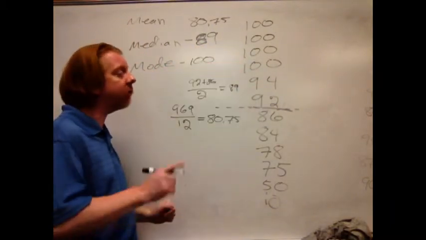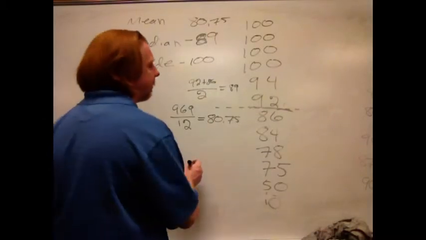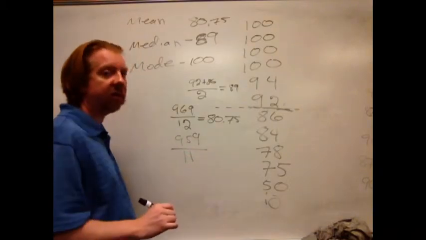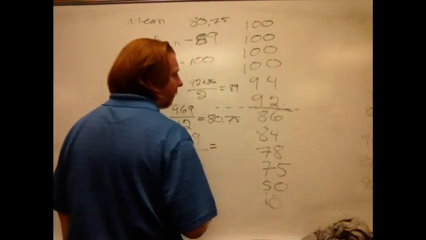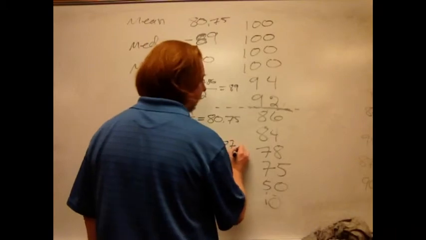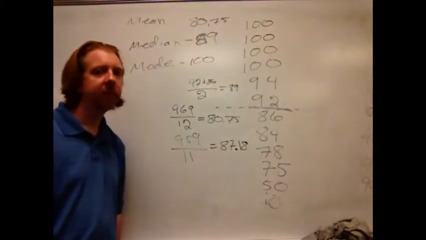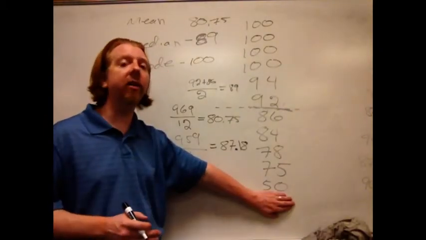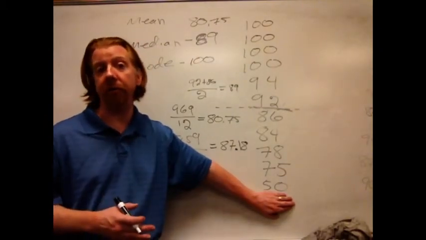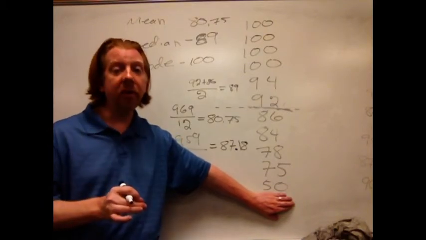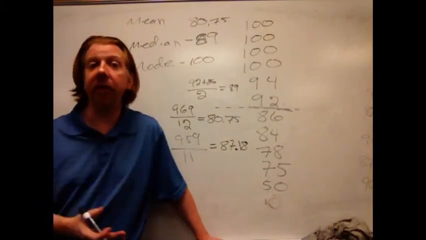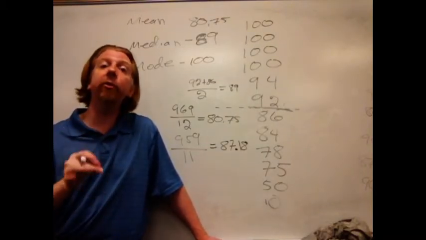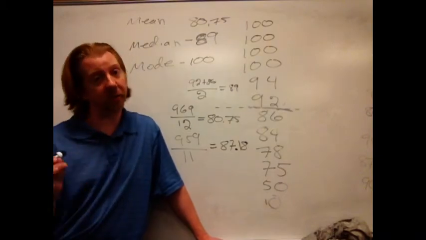The mode would not change, but without this 10 in my data set, I'm looking at 959 divided by 11. And that average is going to slide up to 87.18. Notice how much the average increases by dropping a single data point that's very far from all my others. Mean is a common value we use. We like to talk about the average of test scores, for example, but it's a very dangerous one to rely on exclusively because it's so easily impacted by extreme values in either direction.